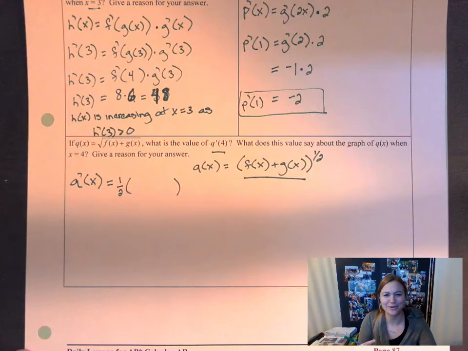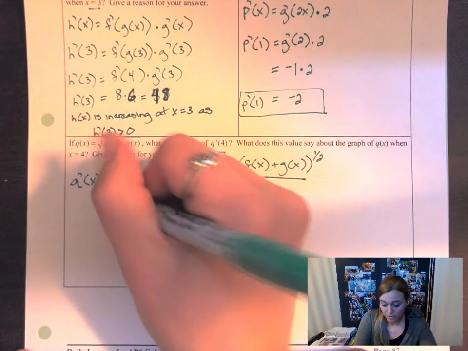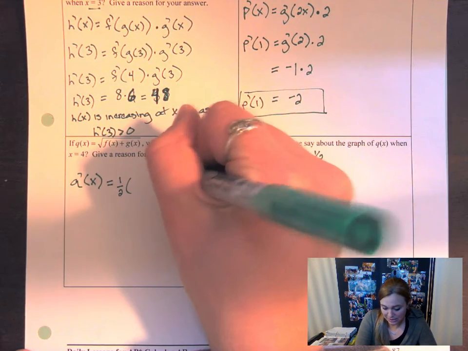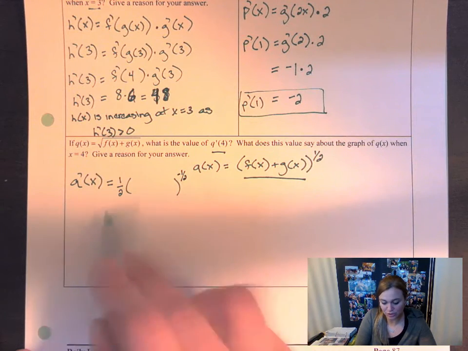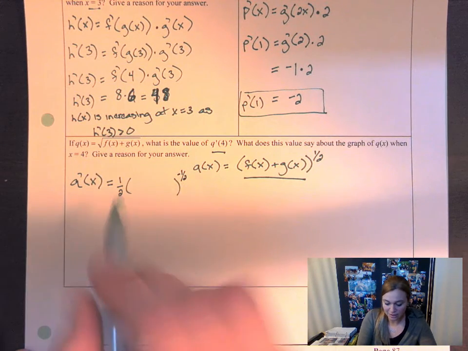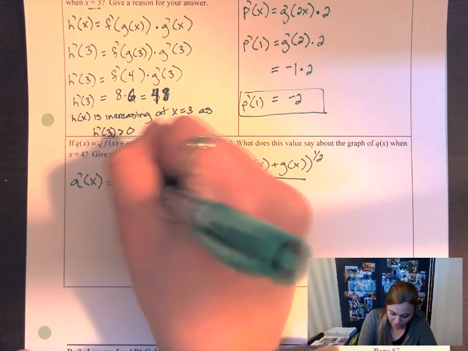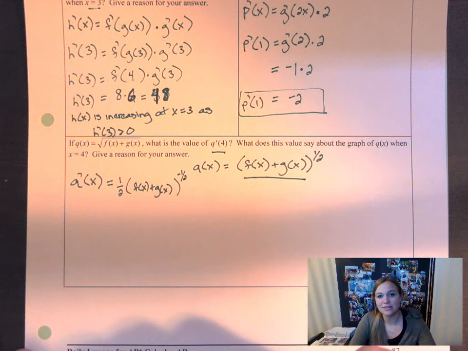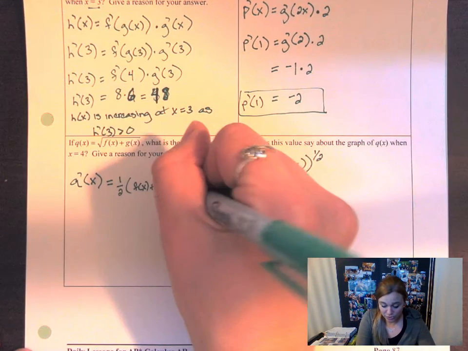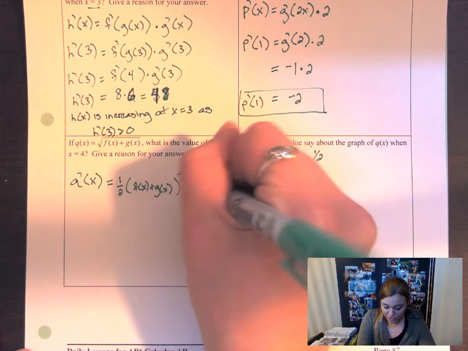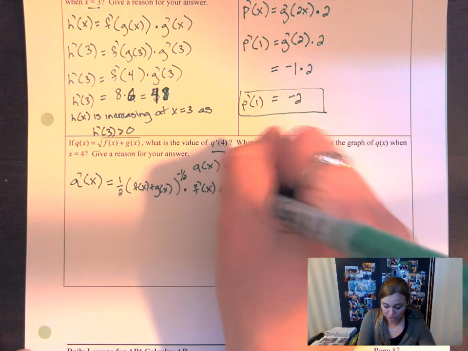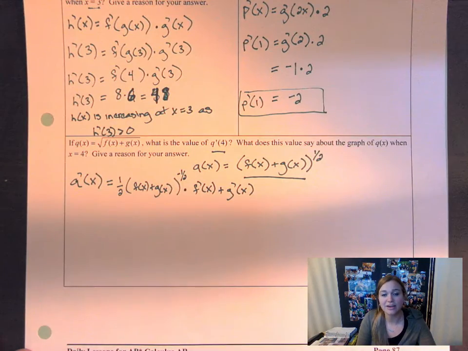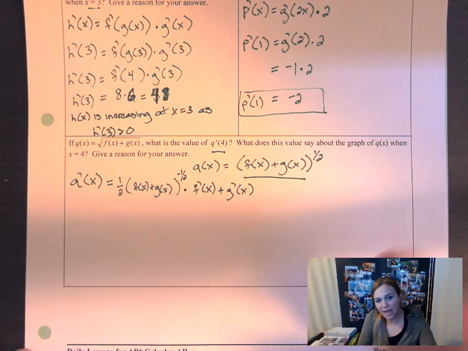I don't know why I look angry when I do that. So if you were scared, don't be scared, I'm not angry. 1/2, keep the inside the same, because I'm taking the derivative of the outside, so derivative of the outside, leave the inside alone, times the derivative of the inside. The derivative of f of x is just f prime. The derivative of g of x is just g prime. So if I'm doing this here, my derivative is just f prime plus g prime. But if I just did this, I would be wrong. What did I forget?